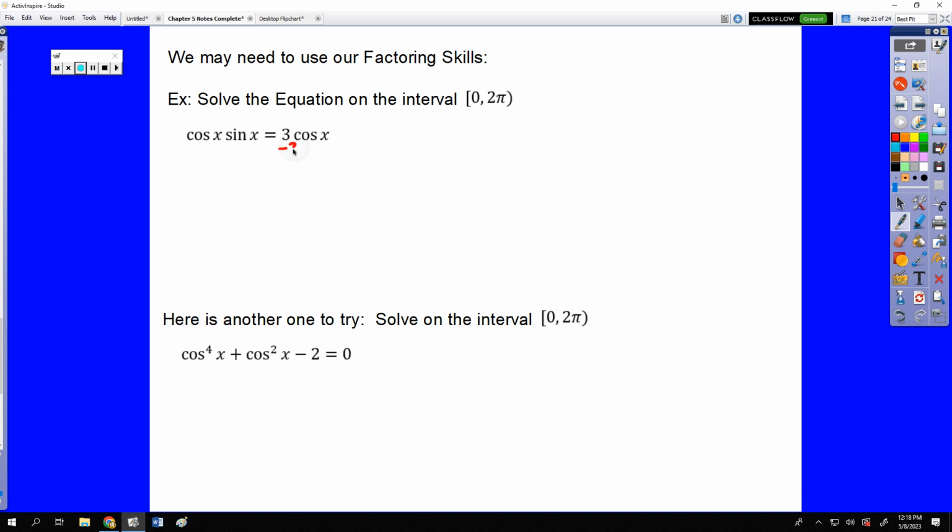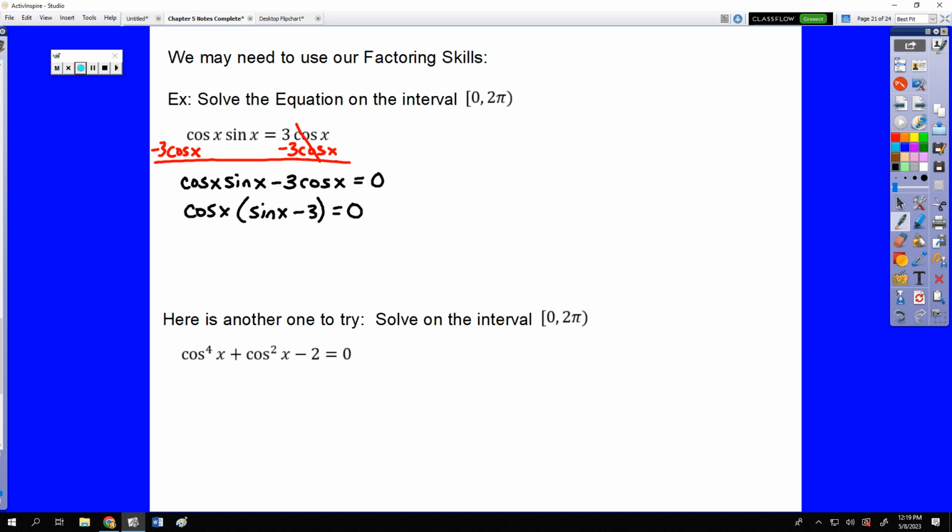In algebra, when we solved things by factoring, we did so by moving everything to one side of the equation. So we're going to do that here. We are going to subtract 3 cosine x from each side of this equation. What that will do is it will take this equation and put both terms on the same side equal to 0. This allows us to recognize that there is a common factor. Those two terms share cosine of x. So we can factor that cosine of x out of both sides, giving us cosine of x times sine of x minus 3 equals 0.